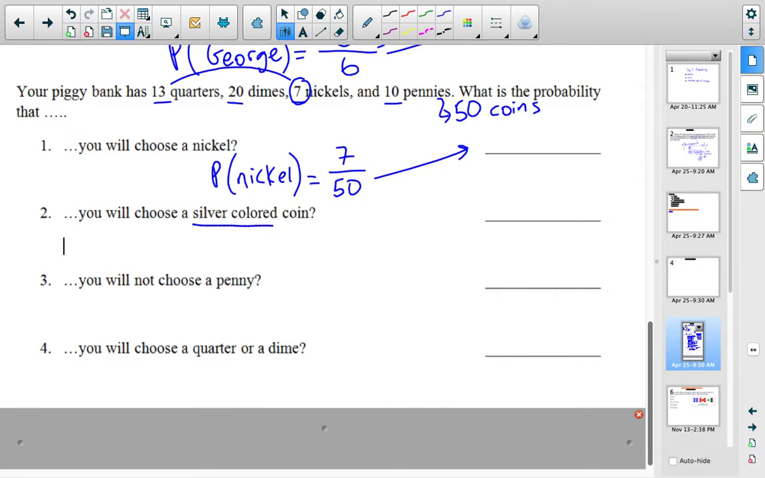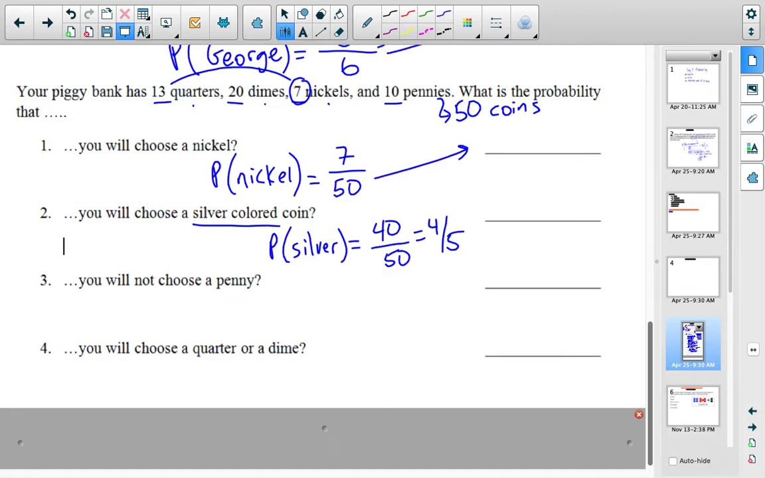Probability that you'll choose a silver-colored coin. Well, quarters are silver, dimes are silver, nickels are silver, pennies are not. So we're going to add those. Probability of getting a silver is going to be 40 out of 50, which obviously reduces to 4/5.